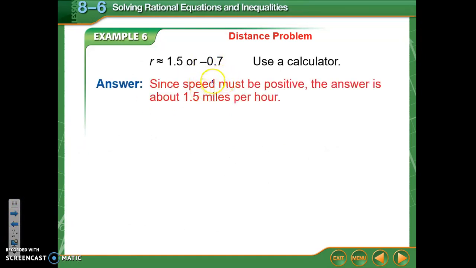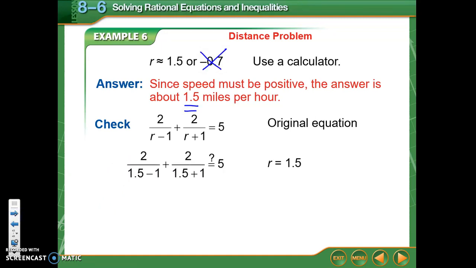Speed has to be positive, right? We're not going to talk about her going negative miles per hour. So her speed here in this case was 1.5 miles per hour in still water. So when she goes with the current, she would be going 2.5 miles per hour. And when she goes against the current, she would be going just 1/2 of a mile per hour. So we're going to check that, make sure it makes sense.